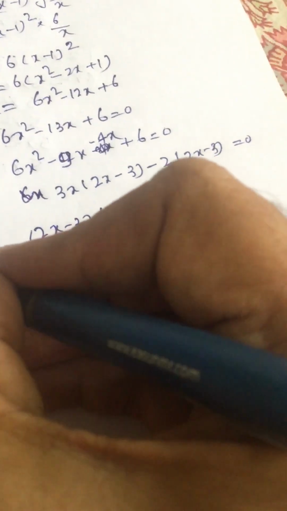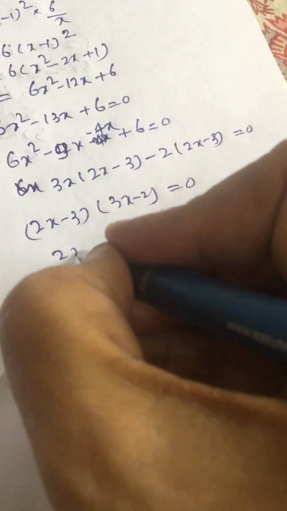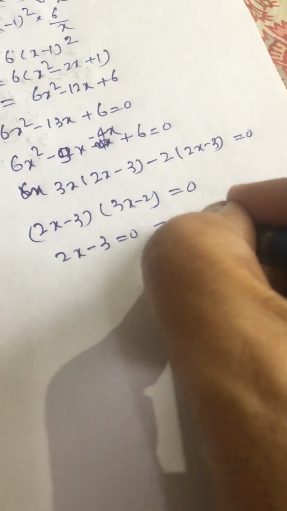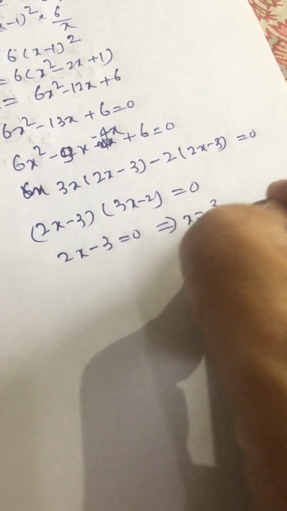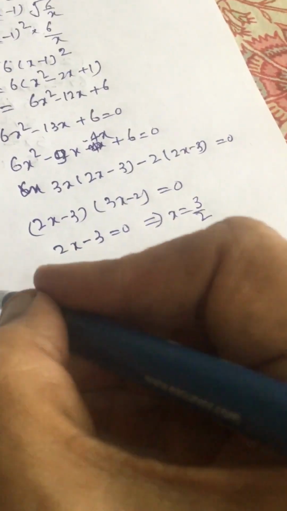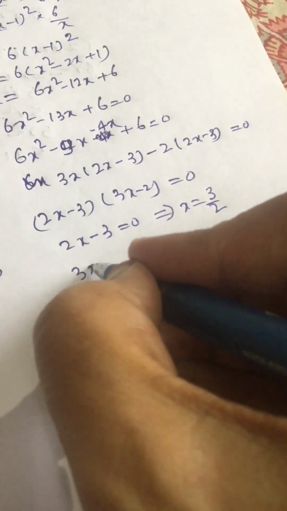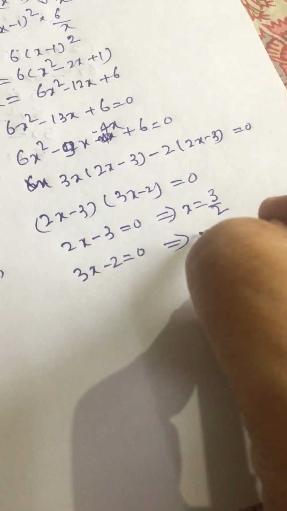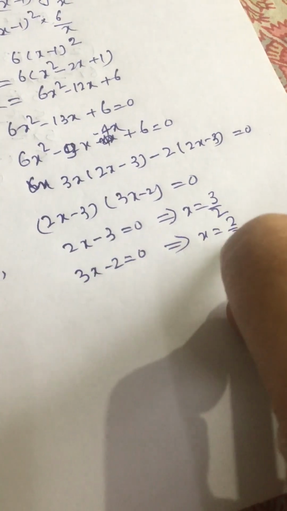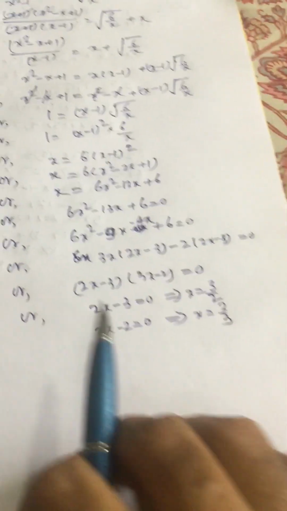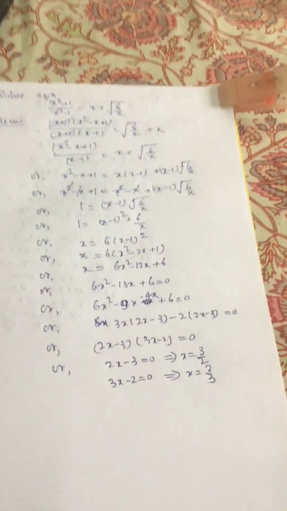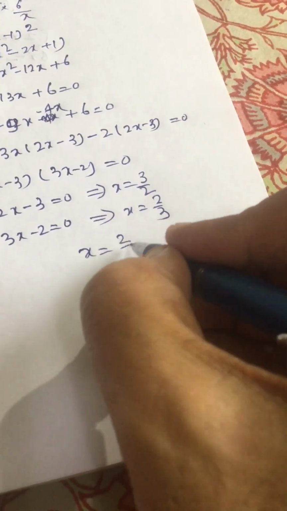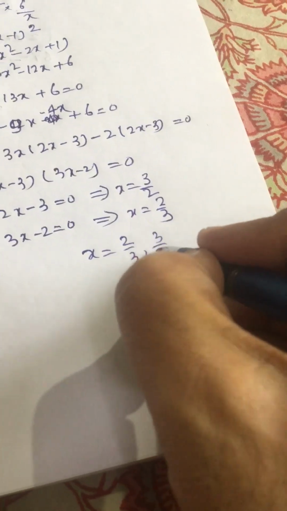to 0. Or we can write 2x minus 3 equal to 0. This gives x equal to 3 by 2, and if 3x minus 2 equal to 0, this gives x equal to 2 by 3. So the answer for this question is x equal to 2 by 3 or 3 by 2.